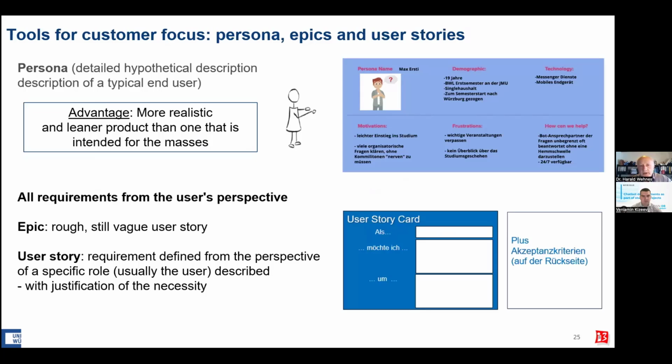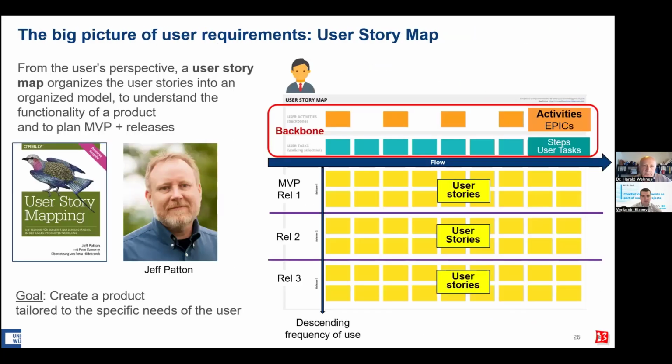Next step, the requirements from the user stories perspective, epics, user stories, also acceptance criteria, and then to put this information into the so-called user story map. So this is the map of the user requirements. I think it's very important to create such a map because it's tailored to the specific needs of the user.